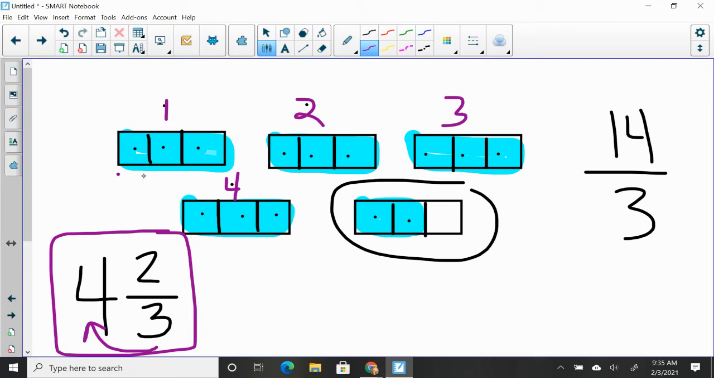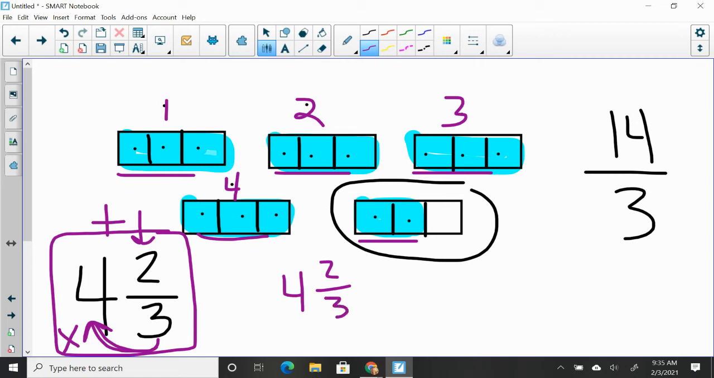3, 6, 9, 12. So 3 times 4 is 12, plus 2 more from the fractional part. So 12 plus these 2 gives me the 14. Okay. So again, if I were to rewrite that like this, I'm taking my denominator and multiplying it times that whole number to make the 12. And then I'm adding 2 more pieces to that to make 14. 14 what? They are all thirds. Okay. So that's how you would do that mathematically.